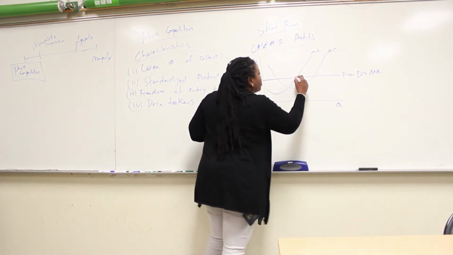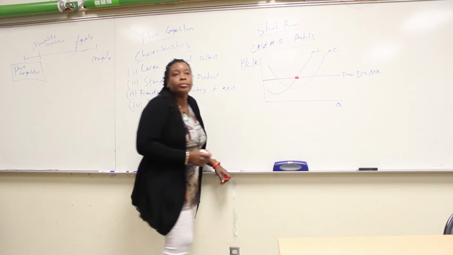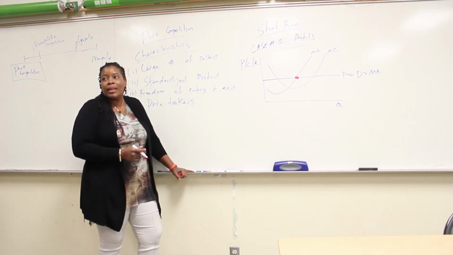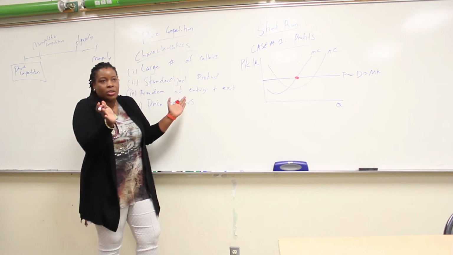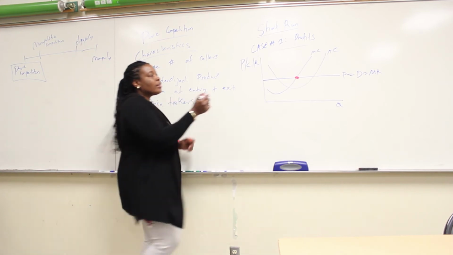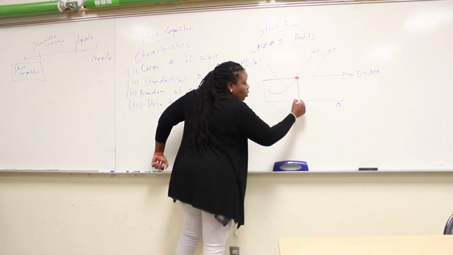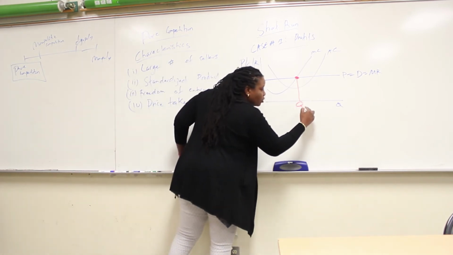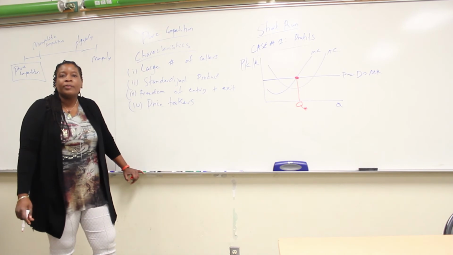Right here, where I put this bright red dot. Two M's. Once you get that point, it tells you everything you need to know. Profits are maximized here, which means the quantity you should produce to maximize profit, let's call it Q star. What price is this firm going to charge?